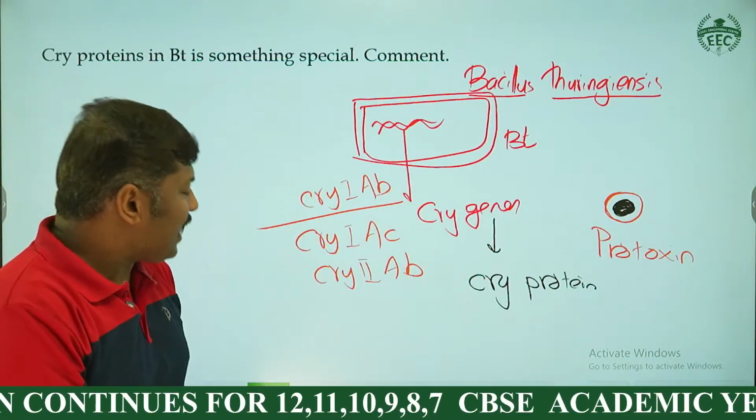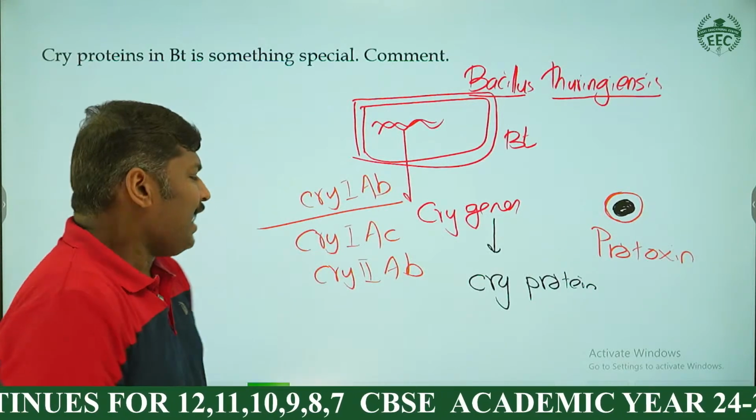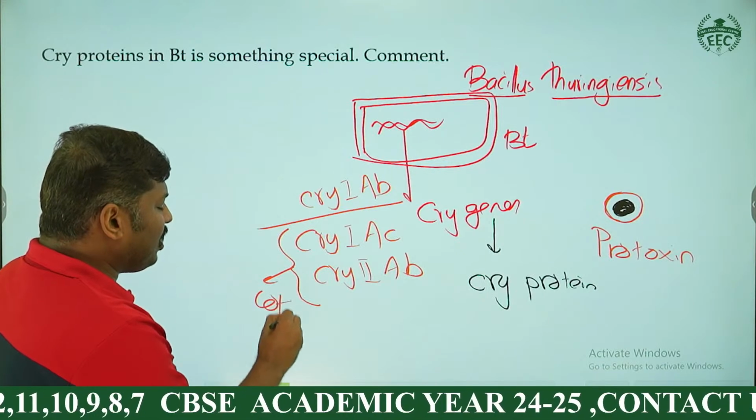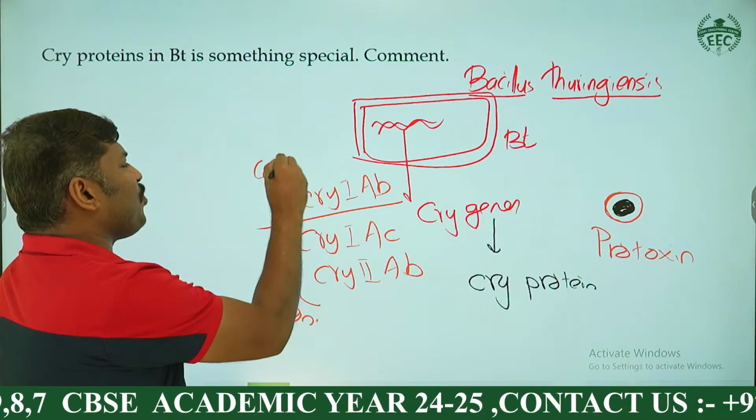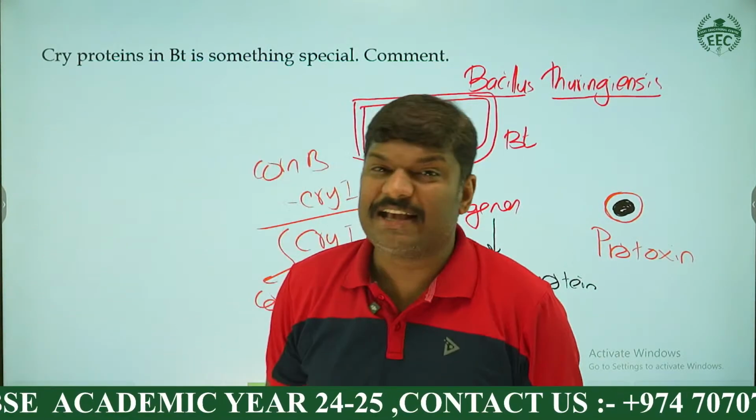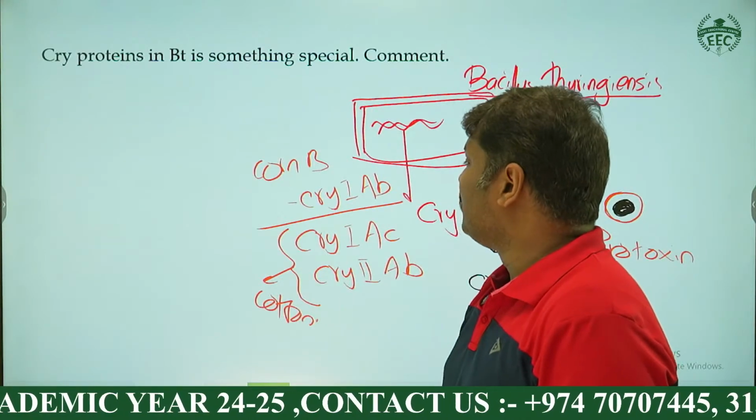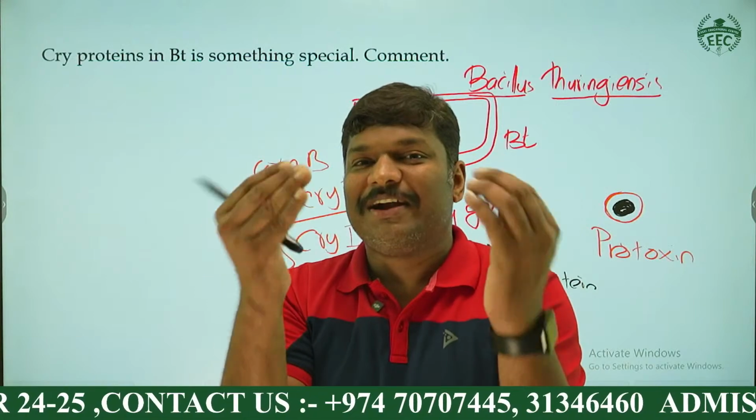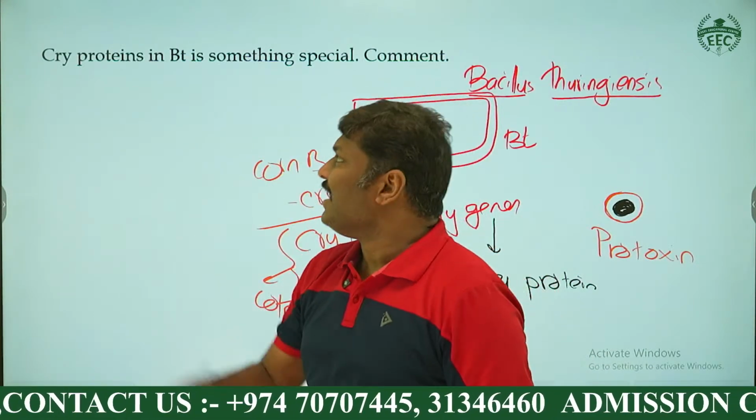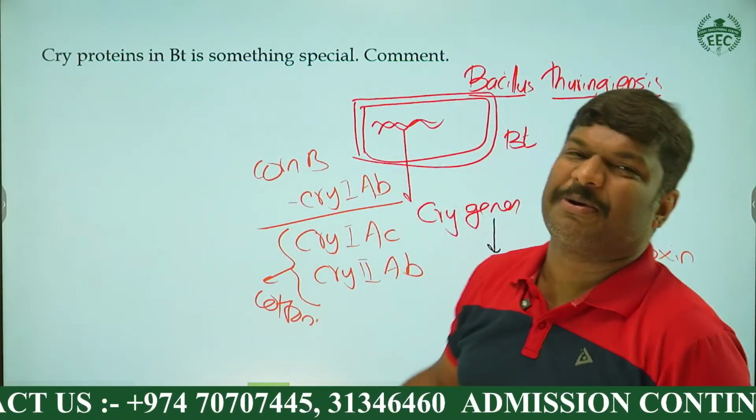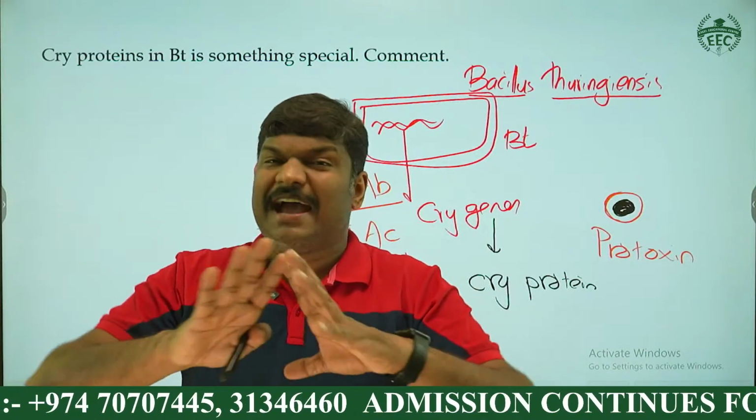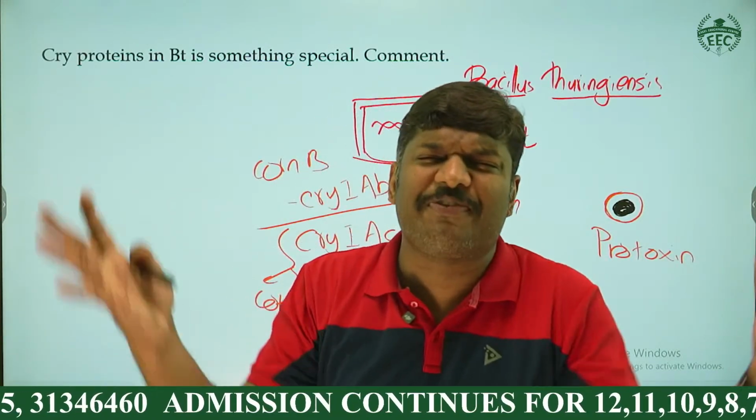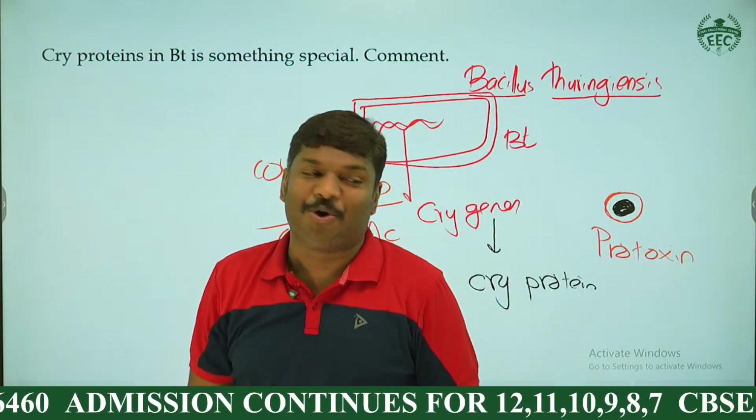Cry1AC and cry2AB are for the cotton bollworms, and cry1AB is for corn borers, my dear student. That is what we call the different types of cry genes. So the cry proteins in BT are something special, because cry genes are not making any harmful effect for the bacteria. It is not making any harmful effect for the host plant, but the problem is for the cotton bollworm.